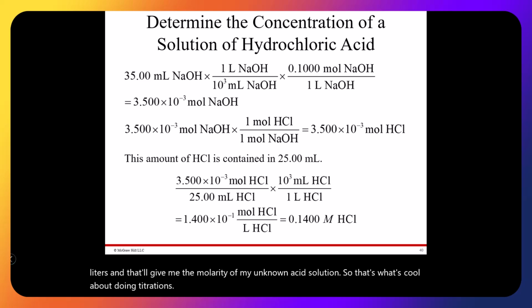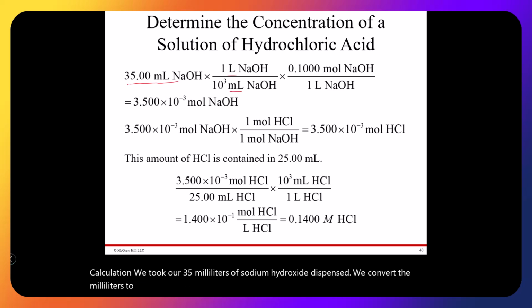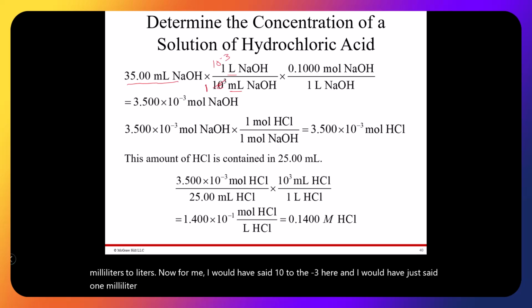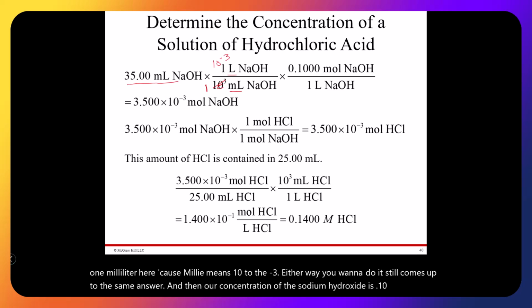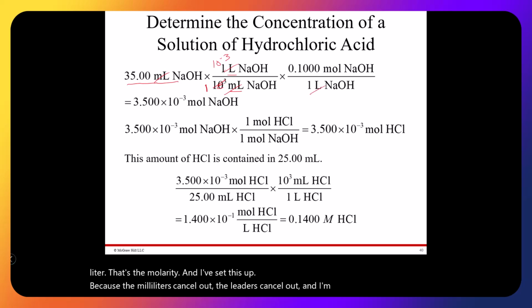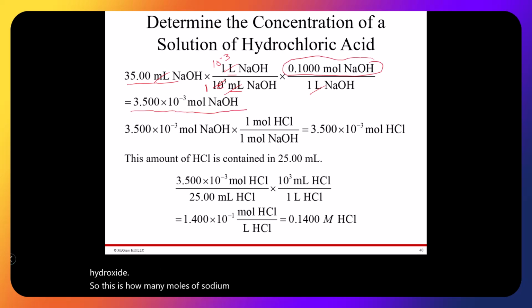All right, so here's what the calculation looks like. We took our 35 milliliters of sodium hydroxide dispensed. We convert the milliliters to liters. Now, for me, I would have said 10 to the negative 3 here, and I would have just said 1 milliliter here, because milli means 10 to the negative 3. Either way you want to do it, it still comes up to the same answer. And then our concentration of the sodium hydroxide is 0.100 moles per liter. That's the molarity. And I've set this up right because the milliliters cancel out, the liters cancel out, and I'm left with moles of sodium hydroxide. So this is how many moles of sodium hydroxide I dispensed out of the burette.